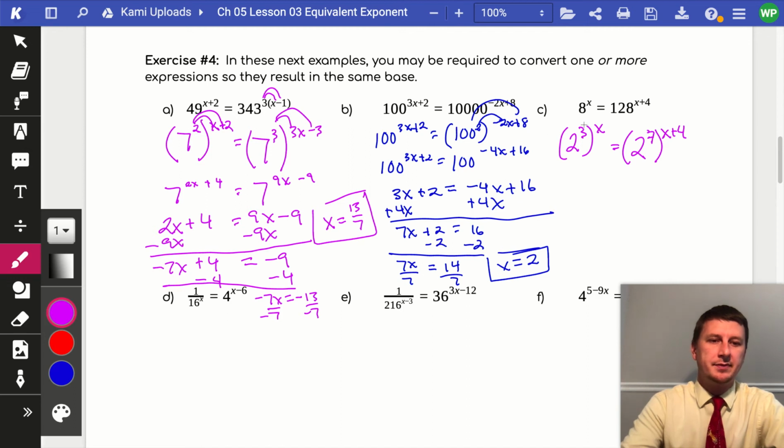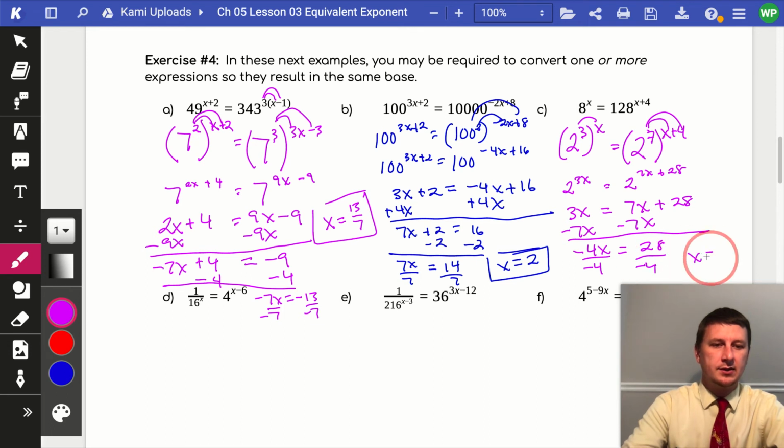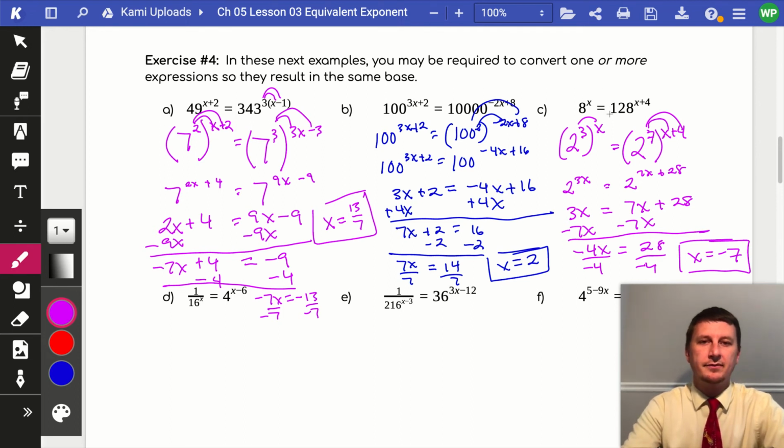Now I can simplify this by distributing, and I'll get 2 to the 3x is equal to 2 to the 7x plus 28. Since my bases are exactly the same, I can set my exponents equal to one another. So I'll have 3x is equal to 7x plus 28. I'll solve this by subtracting 7x to get all of my variables on one side, and I'll have negative 4x is equal to 28. When I divide by negative 4 to isolate x, I'll get x is equal to negative 7, which is the value that makes these two expressions up top equivalent.